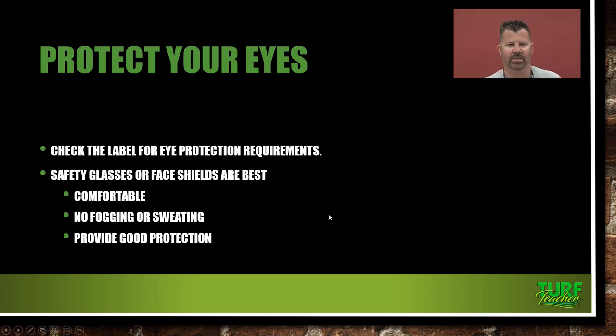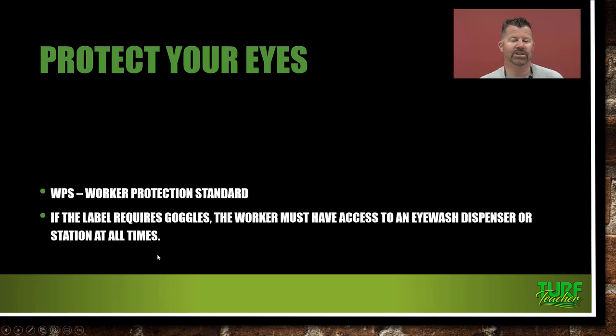Plus, I wouldn't want to mess the sunglasses up and take a chance of getting any of the pesticide residue on it. I'd wear my safety glasses. That way I can actually sterilize them, get them cleaned, and be able to use them the next time. Worker Protection Standard, guys. If the label requires goggles, then each of the workers must have access to an emergency eyewash fountain or at least a portable eyewash station that you could probably keep on the truck that's got the squirt bottles in it. They have to have access to it with the WPS.